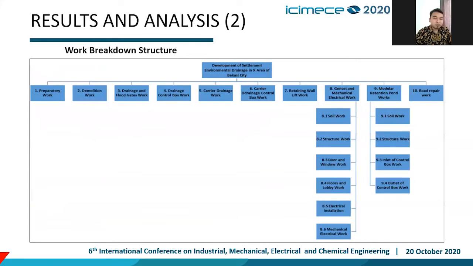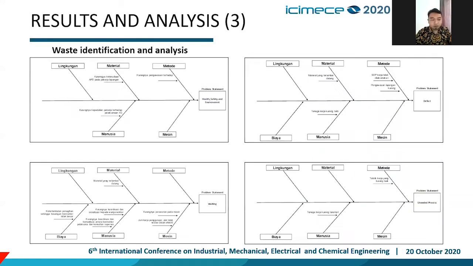This is for the work critical structure. These are the 10 activities. The first is preparatory work. The second is demolition work. The third is drainage and flood gate work. The fourth is drainage control box work. 5 is carried drainage work. 6 is carried drainage control box work. 7 is retaining wall lift work. 8 is genset and mechanical electrical work. 9 is modular retention pond work. And 10 is road repair work.